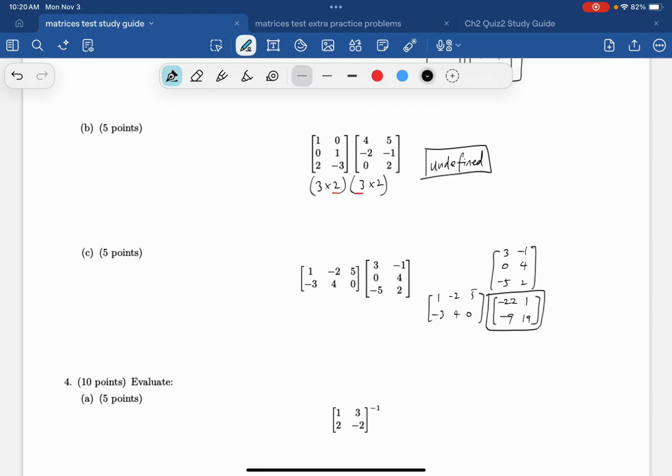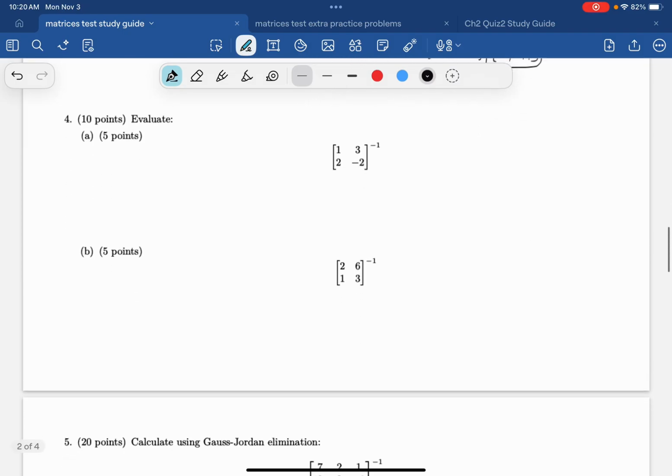Okay, negative 22, 1, negative 9, 19. Okay, really sorry about that. Negative 1 minus 8 plus 10. Yeah, that's 1. Okay, let's keep going.